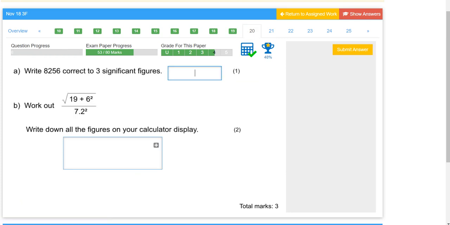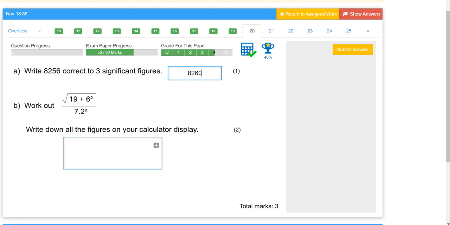I want to write this to 3 significant figures, 8, 2, 5, 6. Well, my 3 significant figures are 8, 2, and 5. And then I draw my rounding bar after the 5, and I notice that the 6 will round up the 5 to give me 8, 2, 6, and then beyond that just becomes a 0.